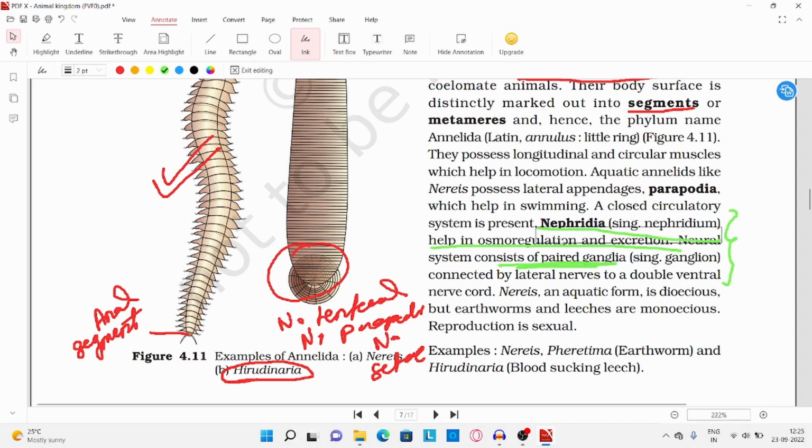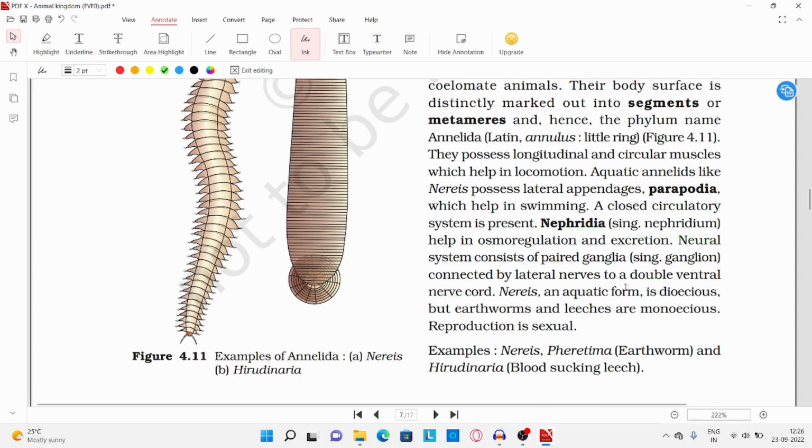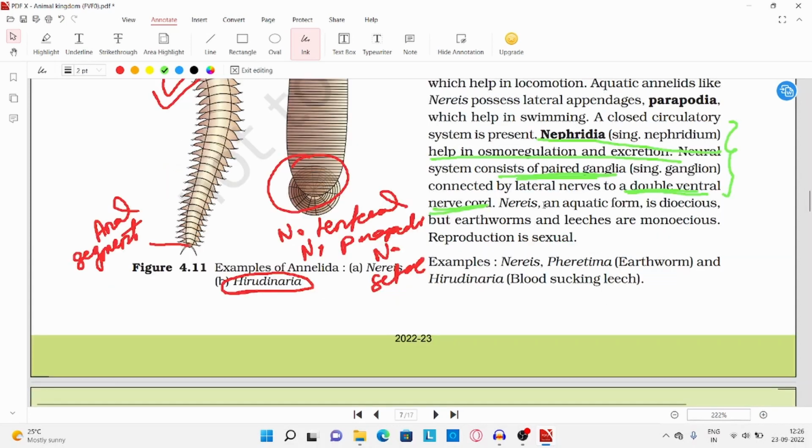So, the excretory structure in annelids is nephridia, which helps in osmoregulation and excretion. And then the neural structure in annelids consists of paired ganglia, which is connected by lateral nerves to a double ventral nerve cord. So they have a nerve cord, which is a very advanced feature, and it was not present in previous primitive animals.